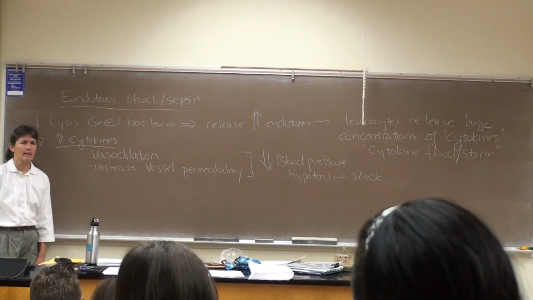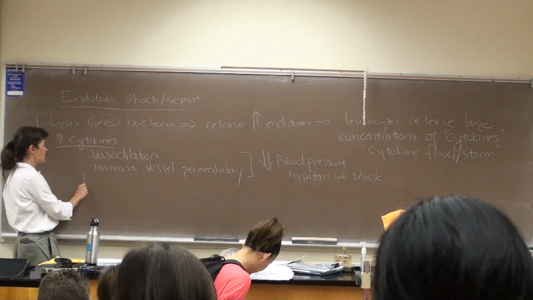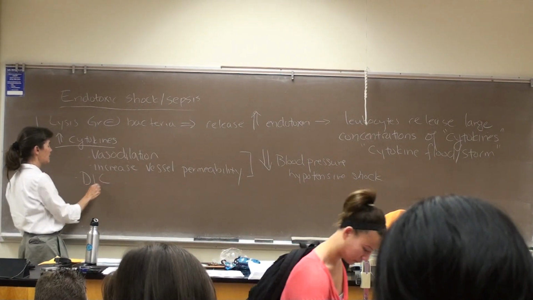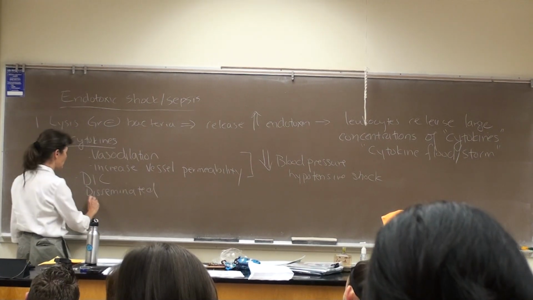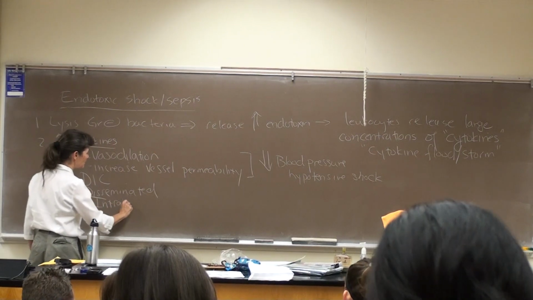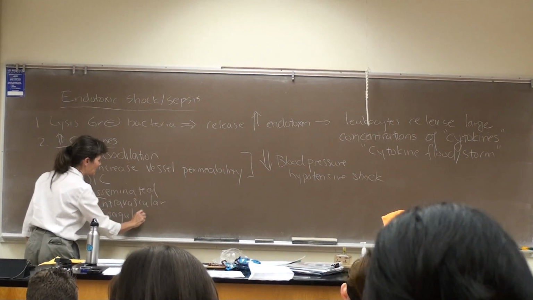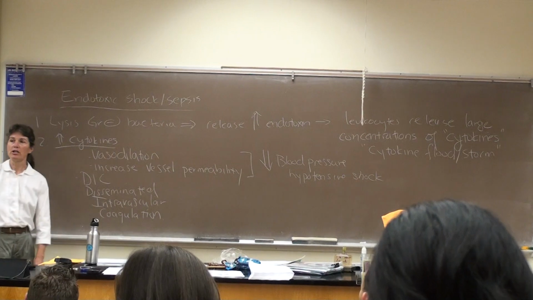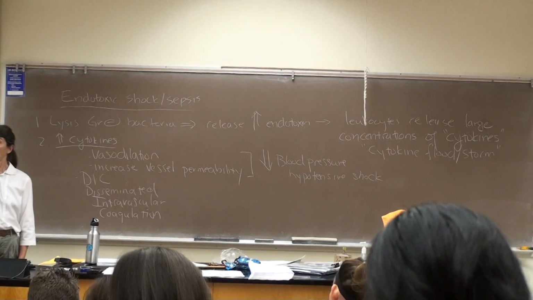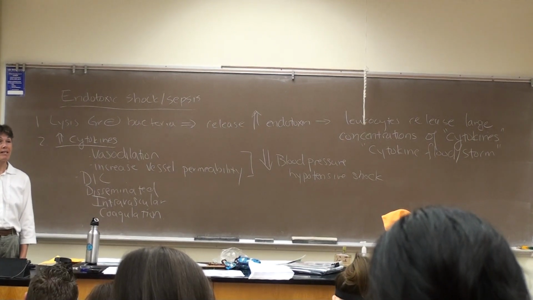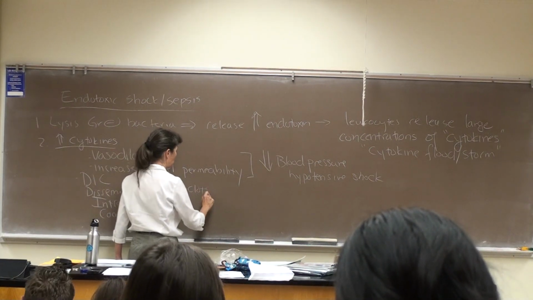And as if that's not bad enough, this lack of blood flow, the cytokines can trigger a phenomenon called DIC. DIC stands for disseminated, which means spread throughout the body. Disseminated intravascular means within the blood vessels. Coagulation is another term for blood clotting. So your patient can start throwing little tiny blood clots throughout the bloodstream. And those little blood clots can block capillaries, and that's going to further decrease blood flow to vital organs. Okay, so we start throwing little clots, block blood flow.